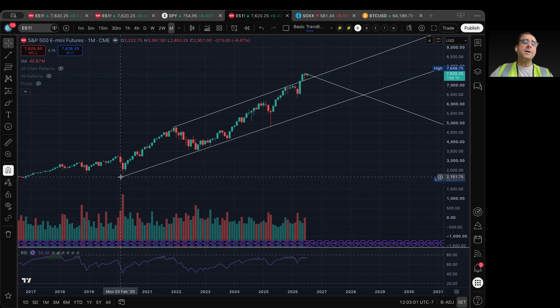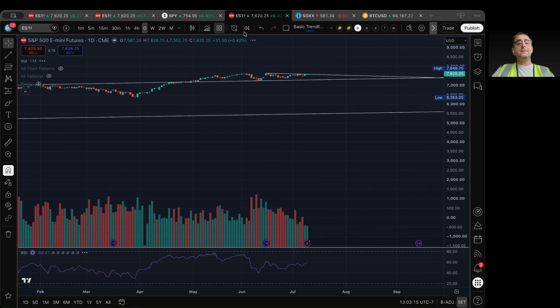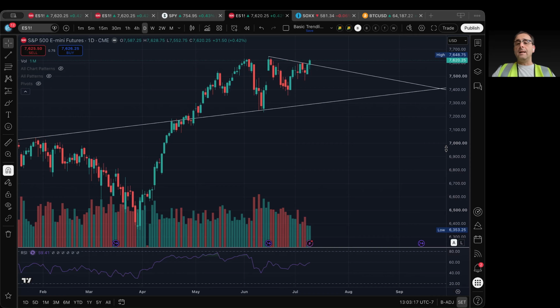Okay, so I've had these trend lines here drawn since the beginning of time, and this bottom one represents support. The top trend line here represents resistance. Now you can see we've broken through. So let's analyze this a little bit.